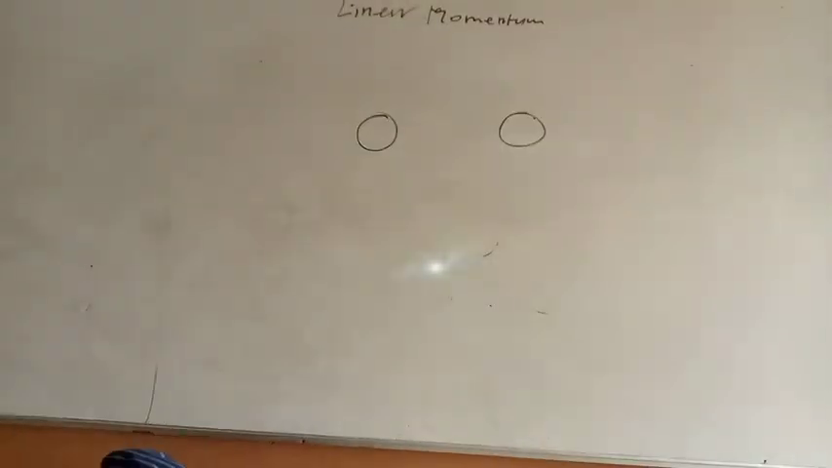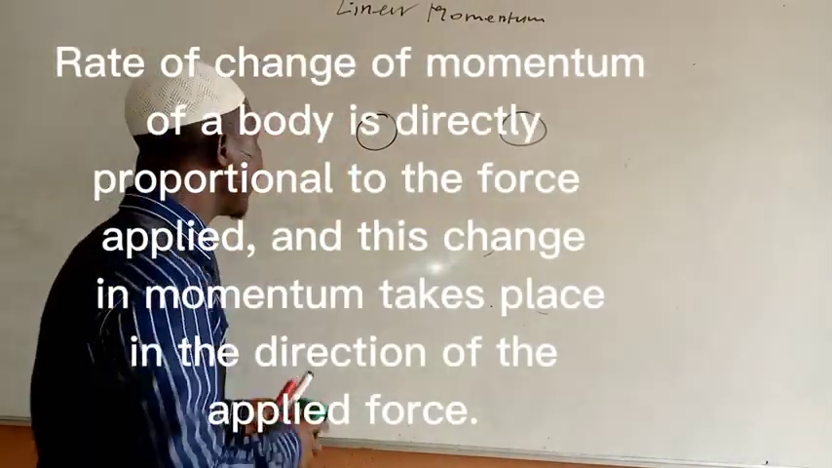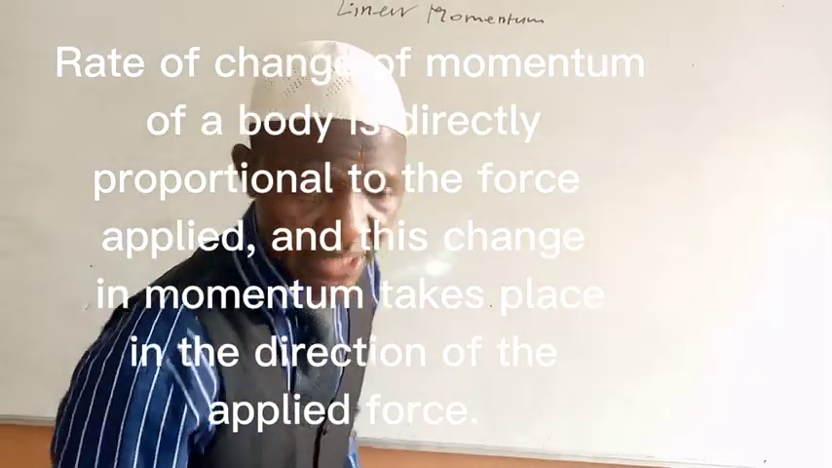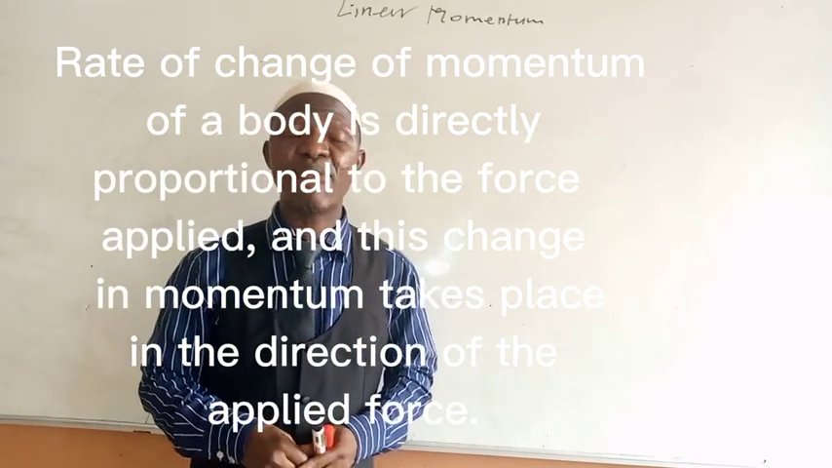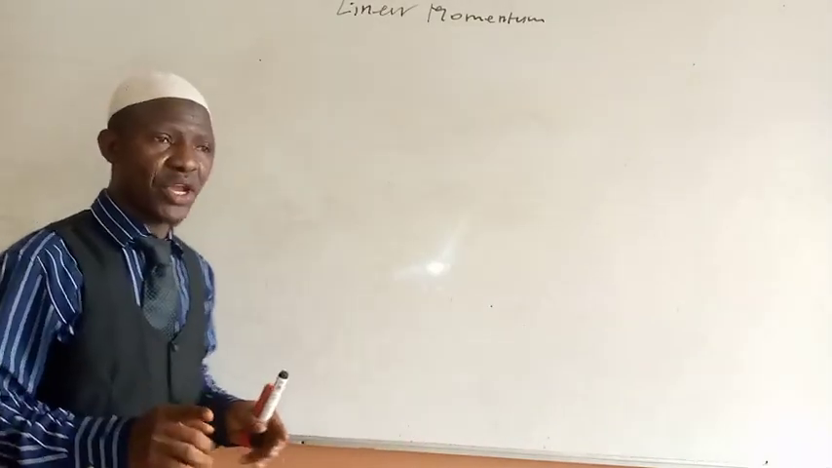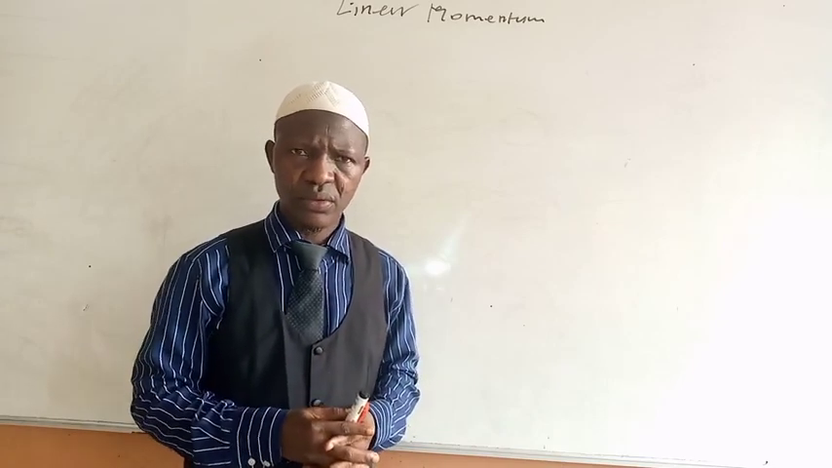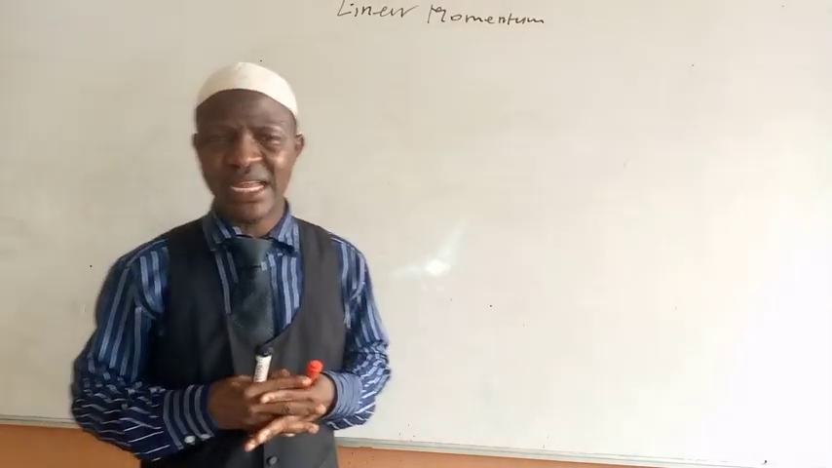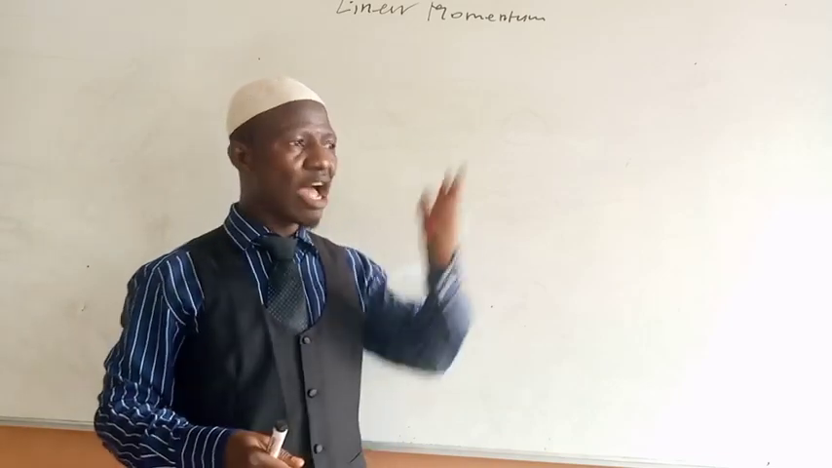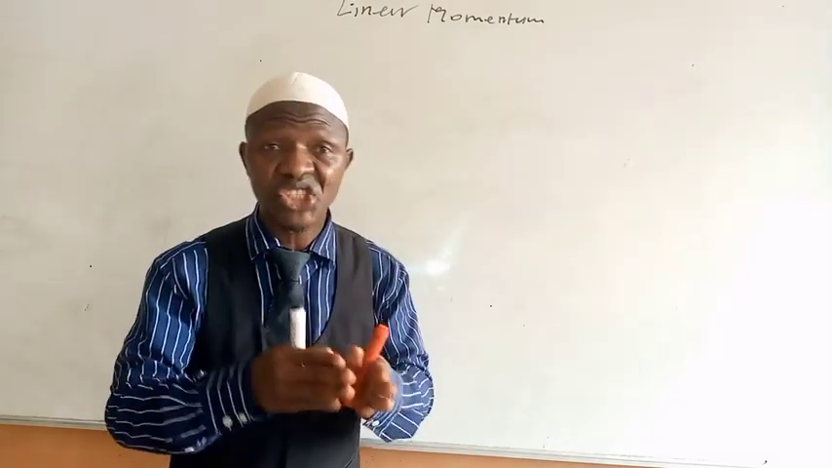Now, let's go to Newton's second law, which says the rate of change in momentum of an object is directly proportional to the applied force, and it takes place in the direction of the force. Let's break the content of the law down. The first thing is momentum. Momentum itself is the product of mass and its velocity. When we say change in momentum, like you have in acceleration, change in velocity, change in momentum means final momentum minus initial momentum.